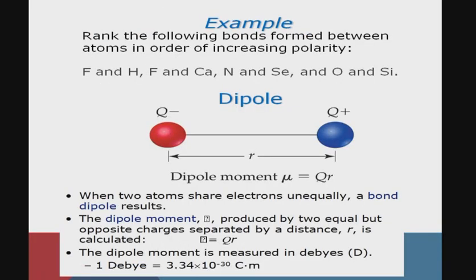Example: rank the following bonds formed between atoms in order of increasing polarity. Dipole: when two atoms share electrons unequally, a bond dipole results. The dipole moment produced by two equal but opposite charges separated by a distance r is equal to Q times r. The dipole moment is measured in debye, D. 1 D equals 3.34 x 10^-30 C·m.